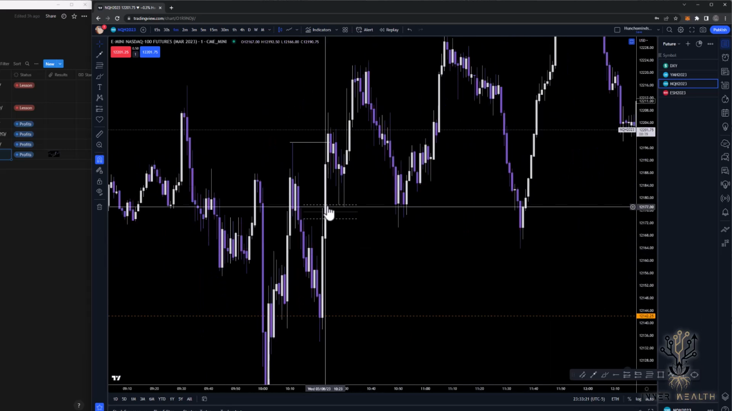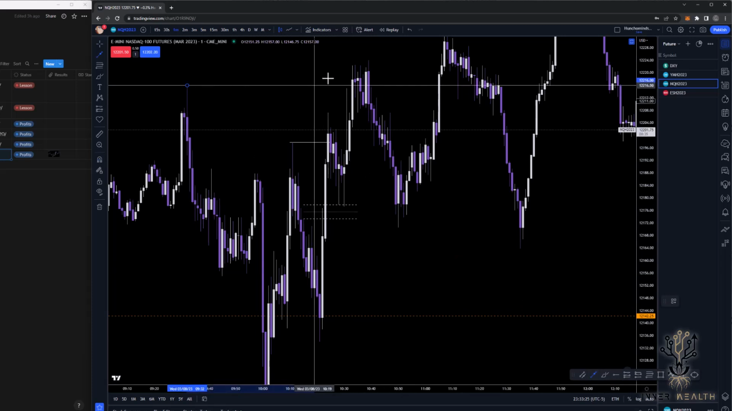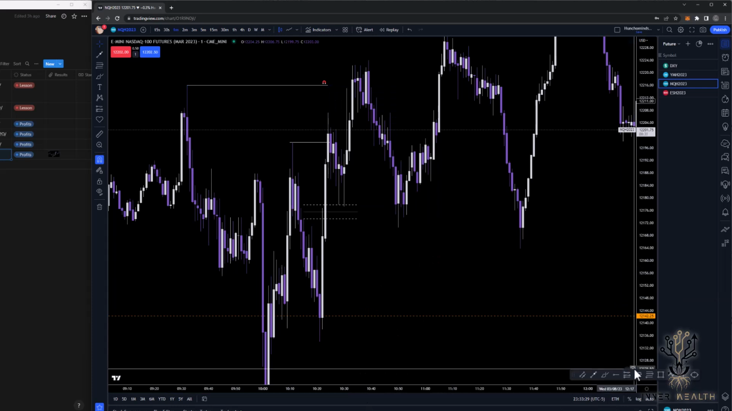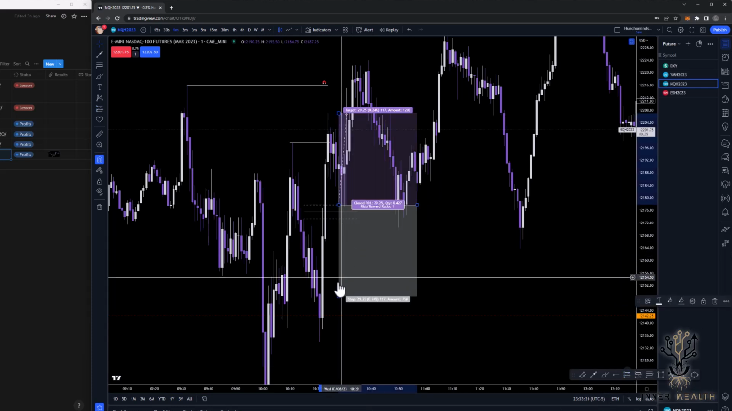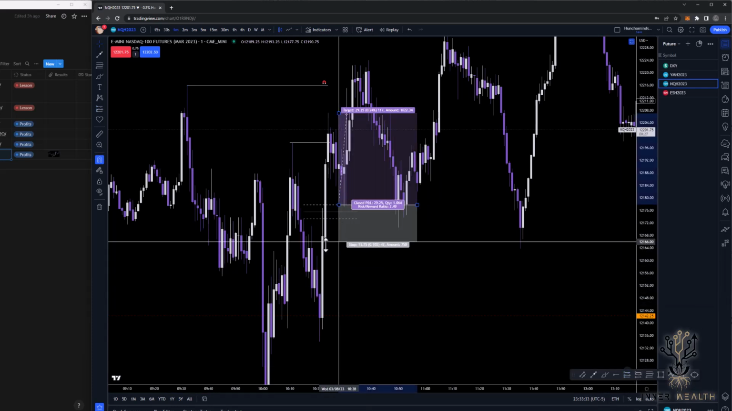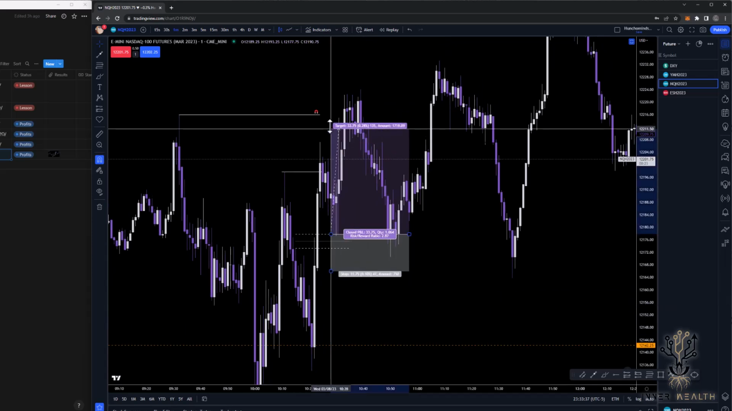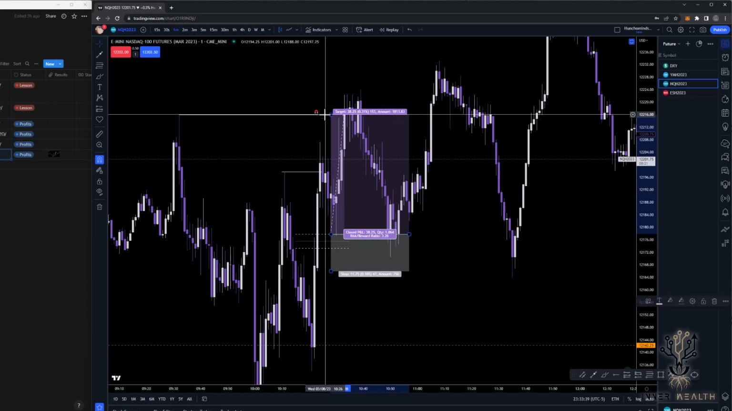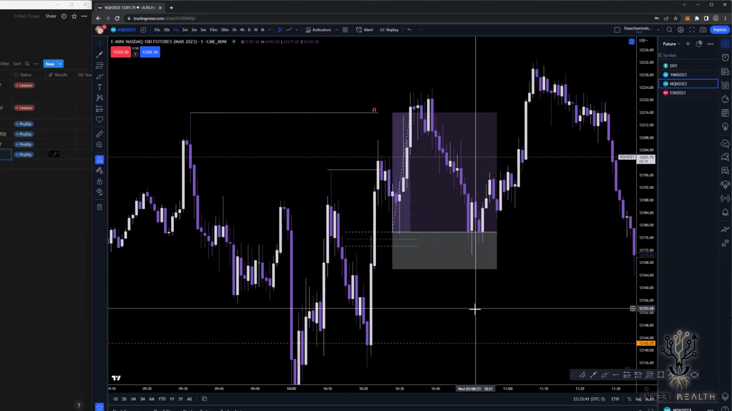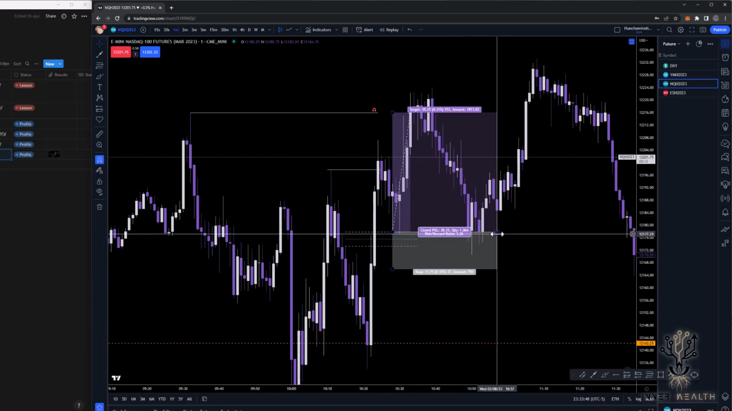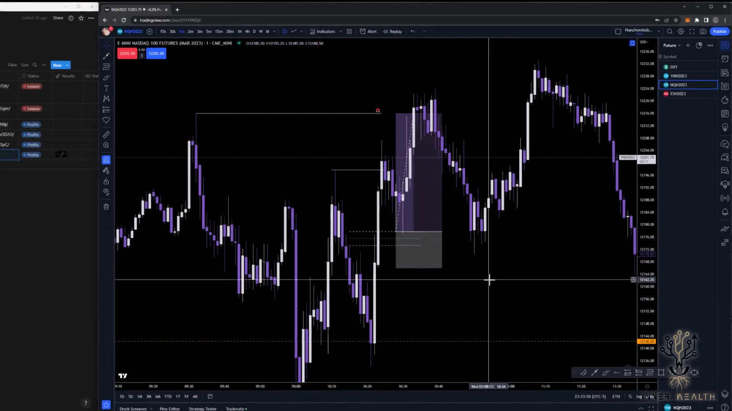You have that 5-minute imbalance, previous high. The 5-minute imbalance was my entry. Stop loss was below the low of the 1 minute candle that created that imbalance, and take profit was there. There is a full breakdown on this trade. I'm not going to go too in depth about it, because again, I just want to show you guys how I journal.